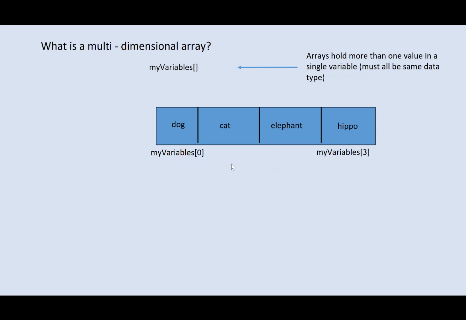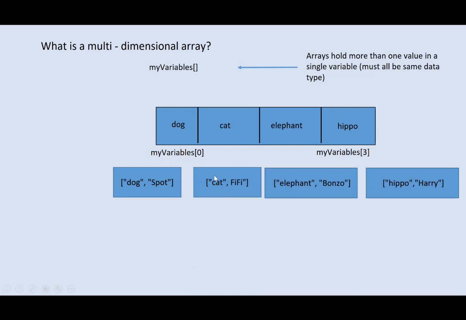Well, what if we wanted to keep track of a little bit more information besides just dog? Maybe we want to keep track of dog and also that dog's name is Spot. So now we're looking at an array similar to what we did here, right? This array has animals in it, but now this particular array has the animal and the animal's name. Another array has the cat and the cat's name. Another array has the word elephant and then the elephant's name. And I think you get the idea.